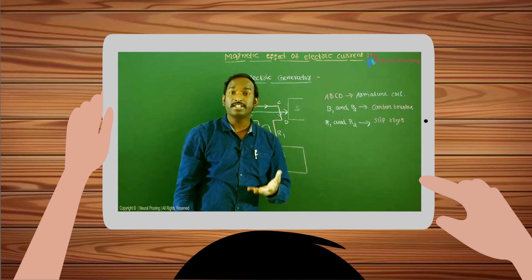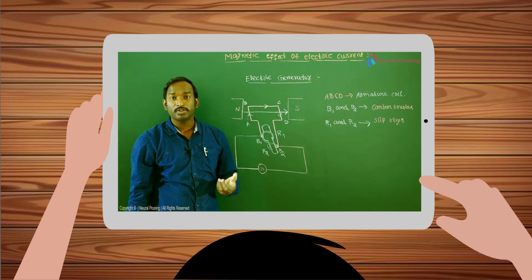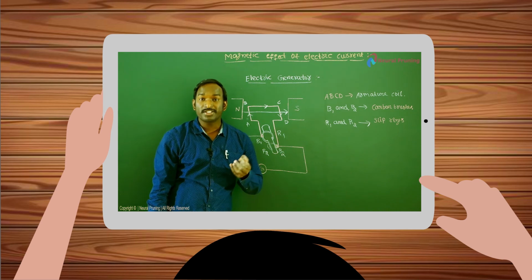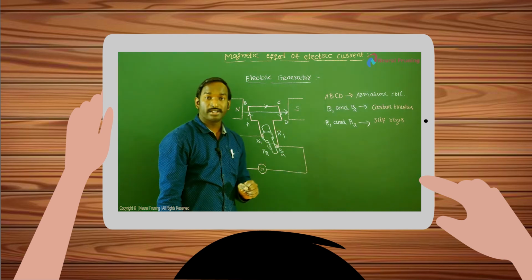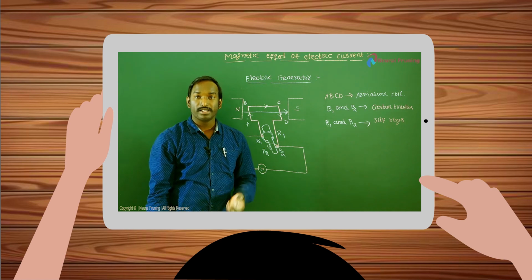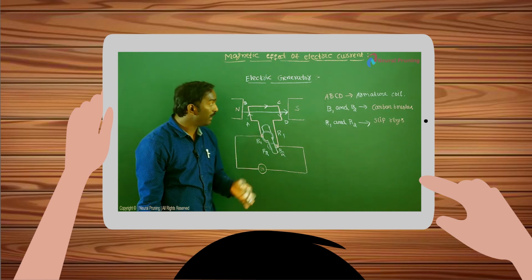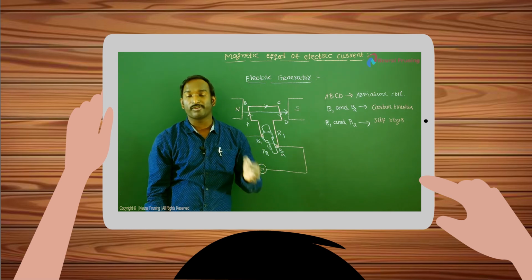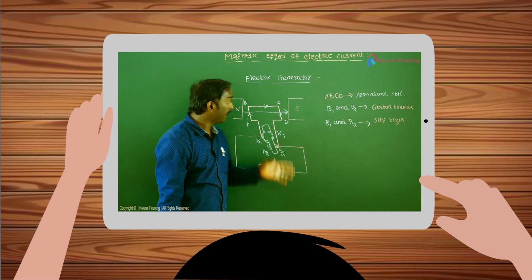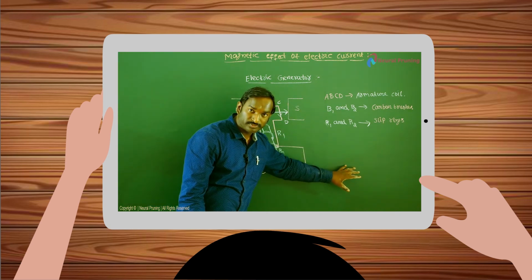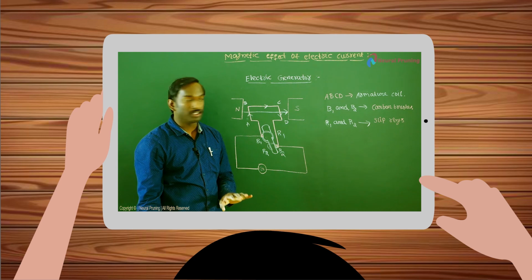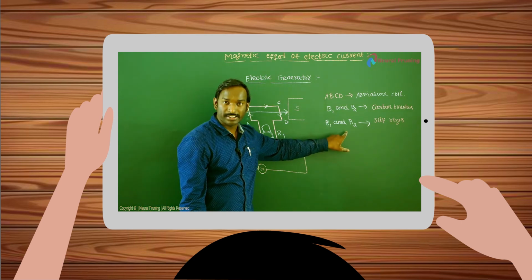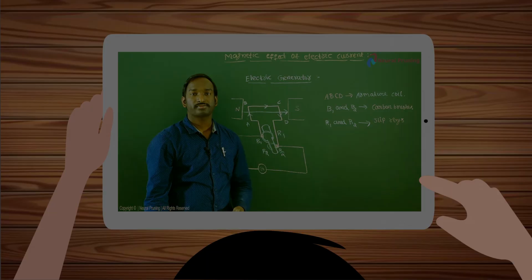Suppose I would like to get a DC generator. Instead of using slip rings, I'll use split rings. If I use split rings in the place of slip rings, they act as a commutator, and the direction of current remains the same. It means I can use an AC generator or a DC generator. It depends on whether we are using slip rings or split rings.